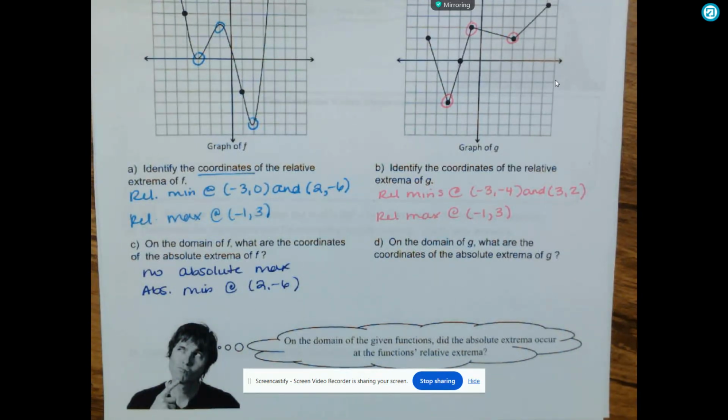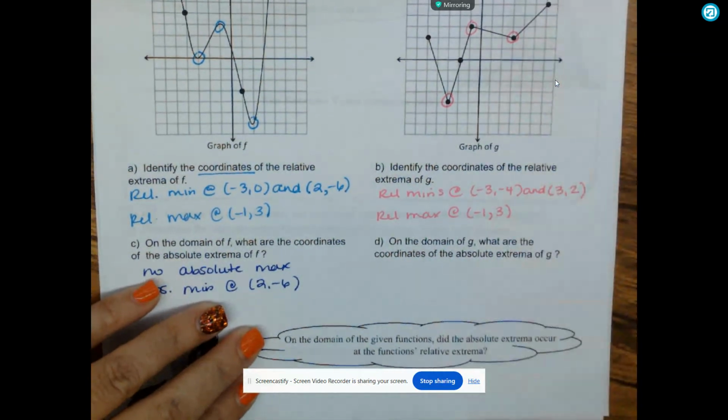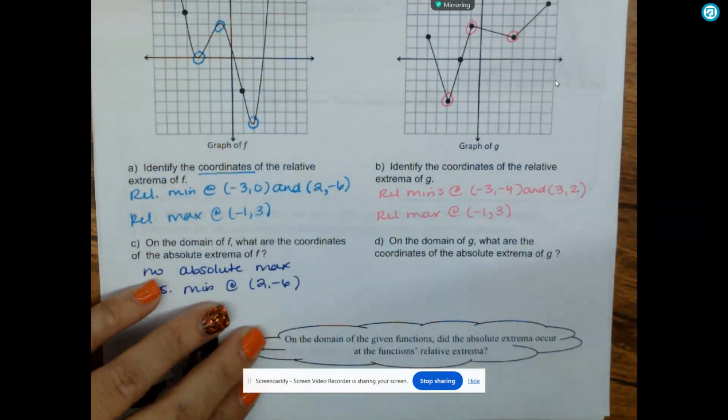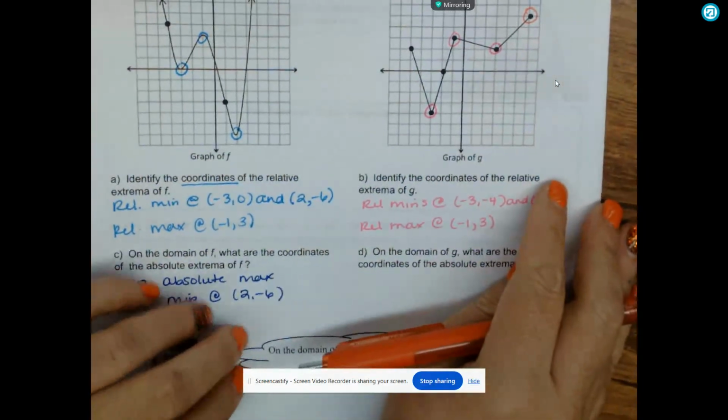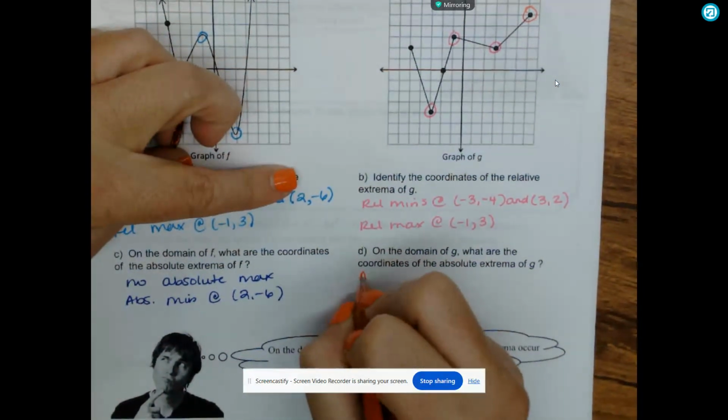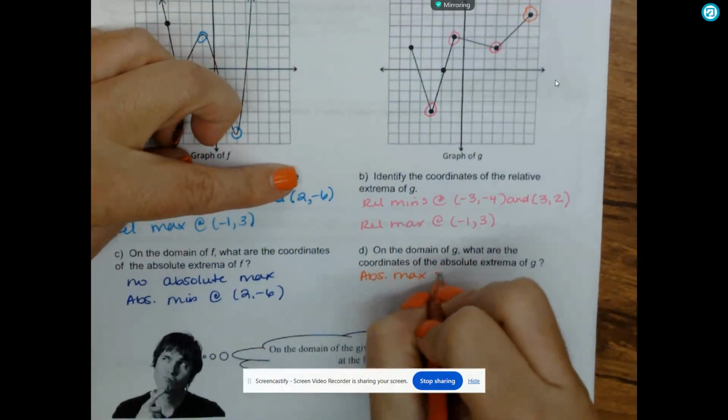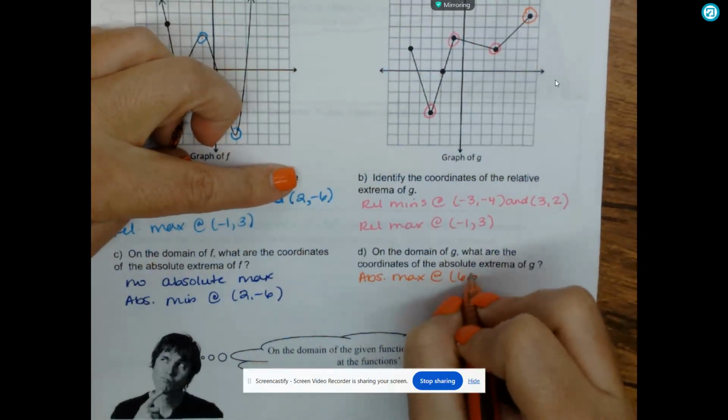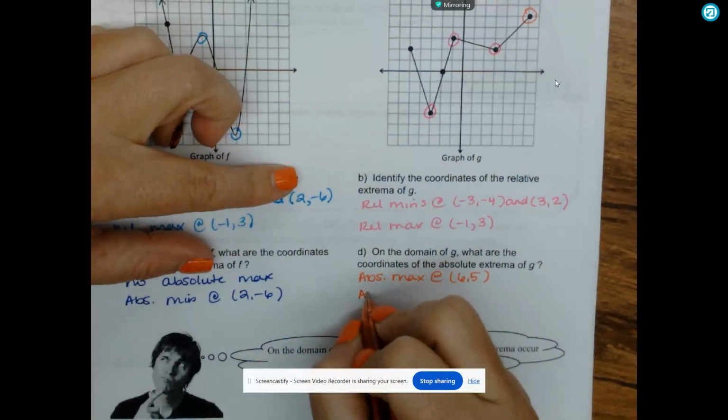All right, and then on g over here, what are the coordinates of the absolute extrema? What is our max here? Remember, absolute max means it's the highest it can be. So which one's that going to be? Ah, there we go. This one over here, all the way up here. That's as high as we can get. So that's going to be an absolute max at 6.5. Okay, and then our absolute min.